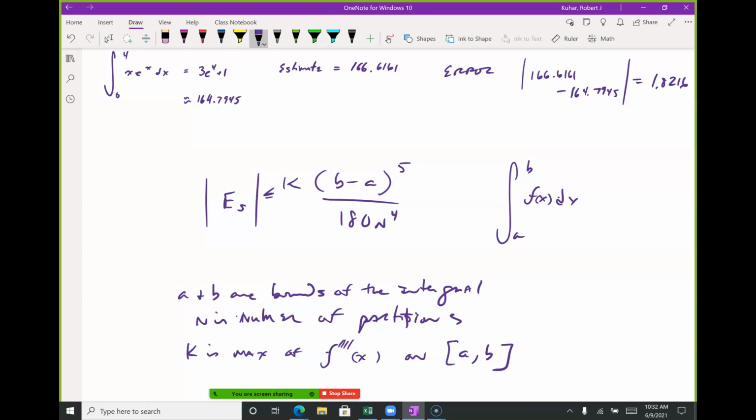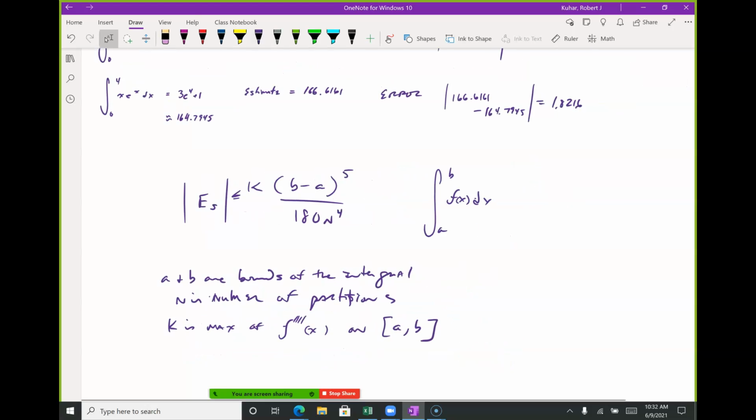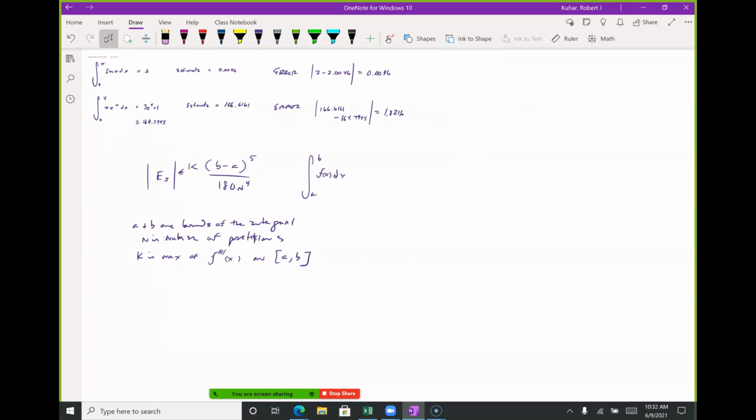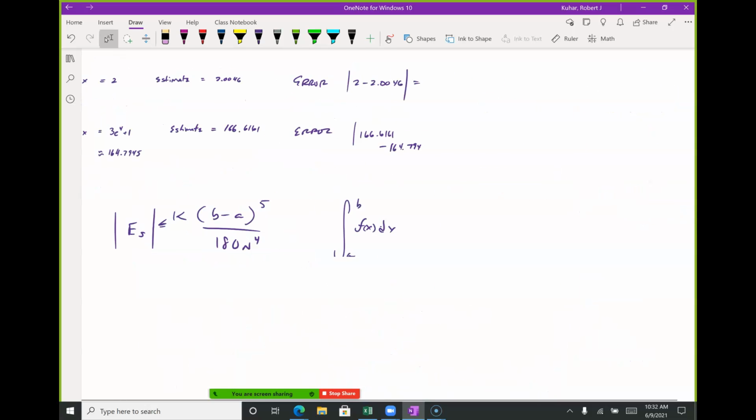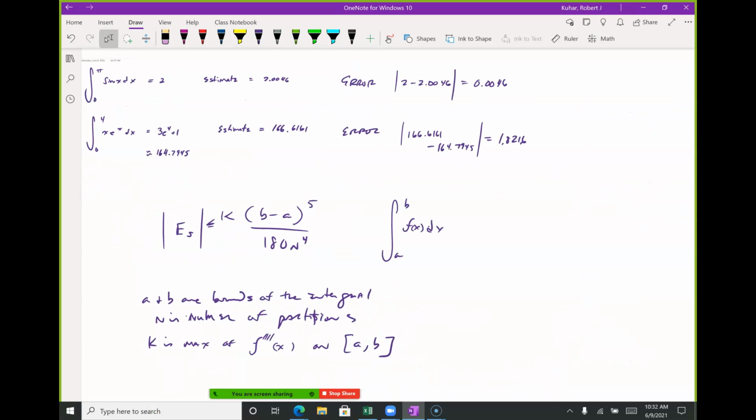Is it crazy or what? On that closed interval, right? And then that should give me an upper bound for the error. So in the first problem, I should get something bigger out of that formula. I should get something bigger than half a penny, right? Something bigger than 0.0046, so like 0.0047 or 0.005, right? Does that make sense? I should get an upper bound on the error.